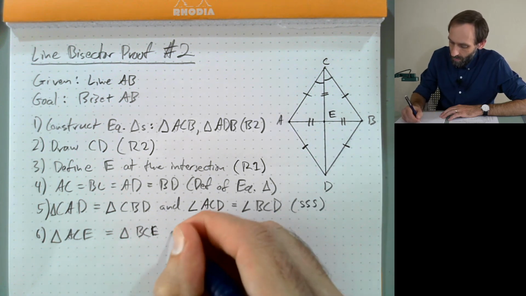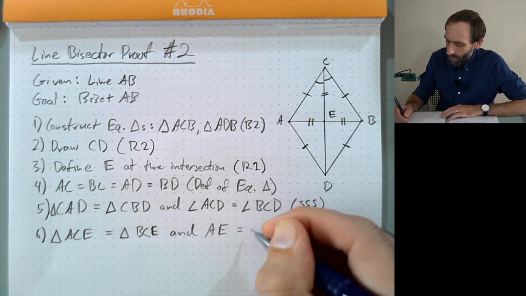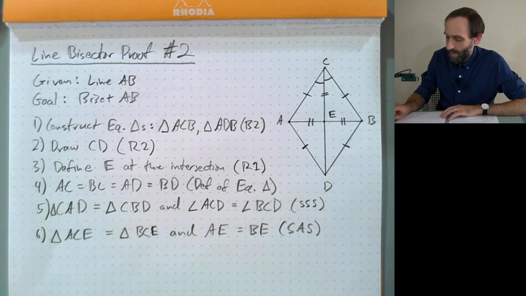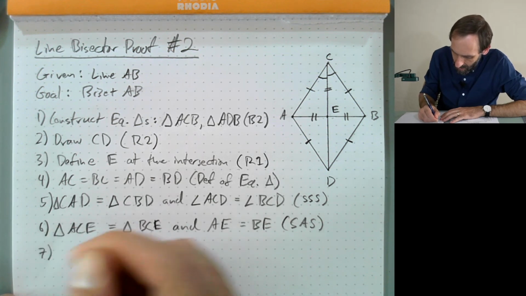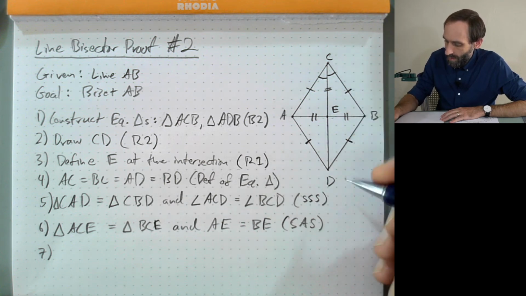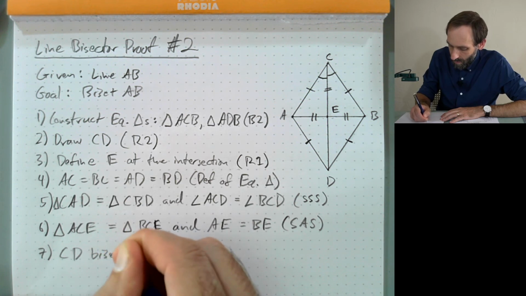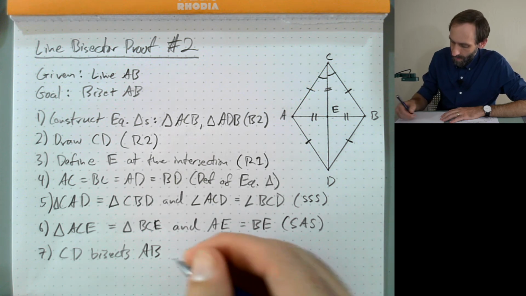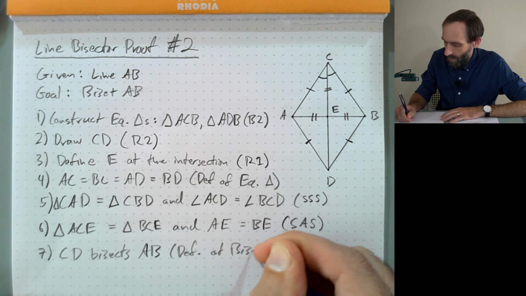So the two triangles are equal, and AE equals BE, and this is by the side angle side assumption. And once again, step 7, the line CD bisects the line AB. And that's by the definition of the bisector.